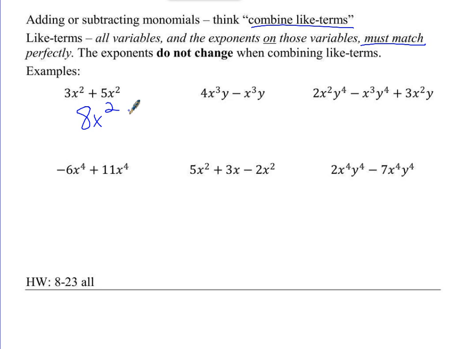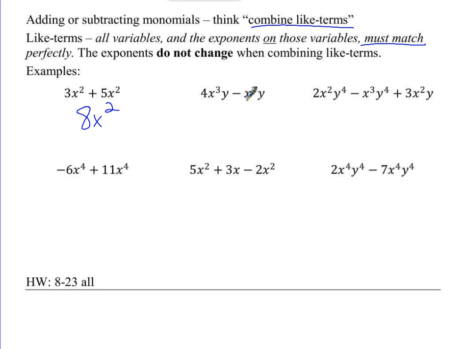Okay? Now, take a look at the second one. We have 4x to the 3rd y minus x to the 3rd y. Are these like terms? For them to be like terms, the variables have to match and the exponents on those variables have to match. So in this term I have an x and a y. In this term I have an x and a y. In this term it's x to the third, y to the first. In this term it's x to the third, y to the first. Did the variables and exponents agree? Yes. Therefore, these are like terms.